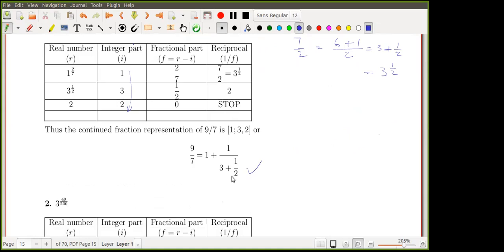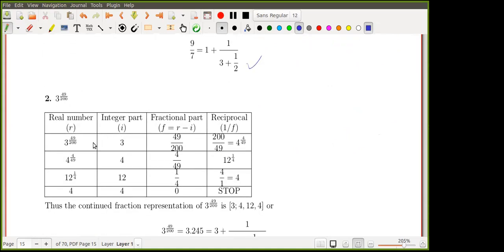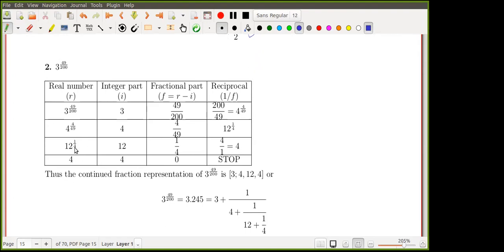So if we do exactly the same thing with the next real number, we have the integer part, the fractional part, and then we take the reciprocal, 200 by 49, and we can write it as a mixed fraction. So we copy that here and we split into 2. We have the integer part, the fractional part, take the reciprocal, that would be 49 by 4. The mixed fraction representation is 12 and 1/4. So we copy there, we have 12 the integer part, 1/4 the fractional part.